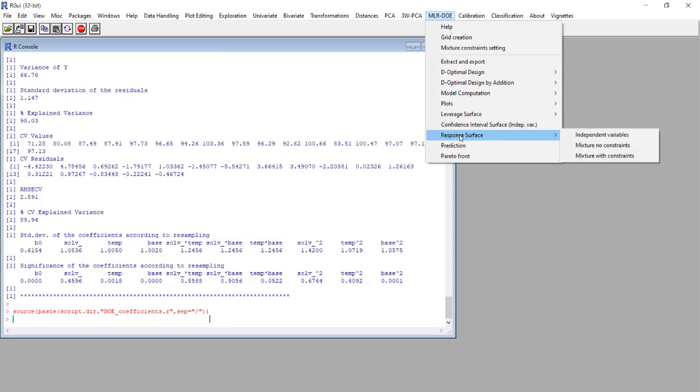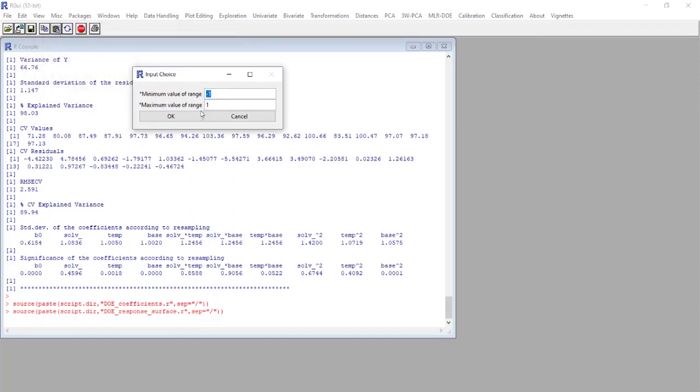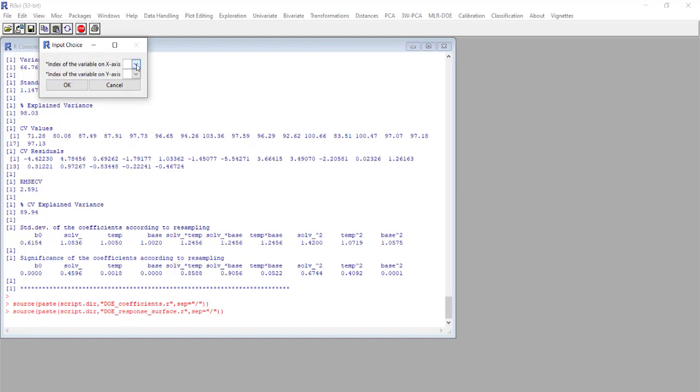So in this case we use independent variables, and we have to select the minimum value of the range and the maximum value of the range. Of course we leave here -1 and +1, that is the full range that we study. Okay, what variable we want to place on the x-axis? In this case we put the variable number 2. That was one of the two that had significant coefficients, and on y-axis we put number 3.